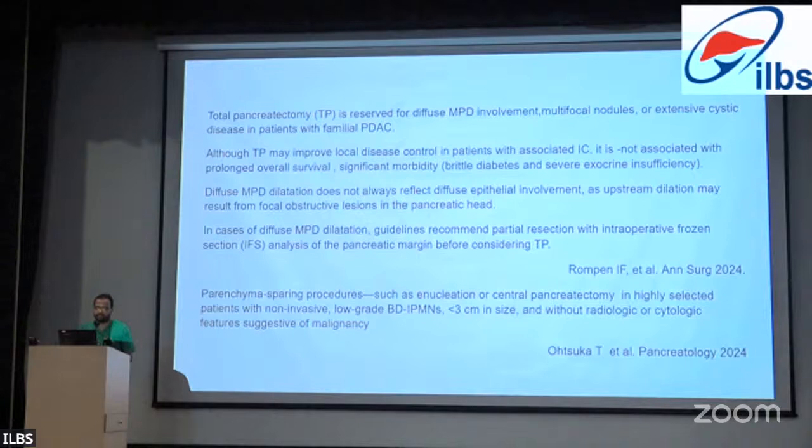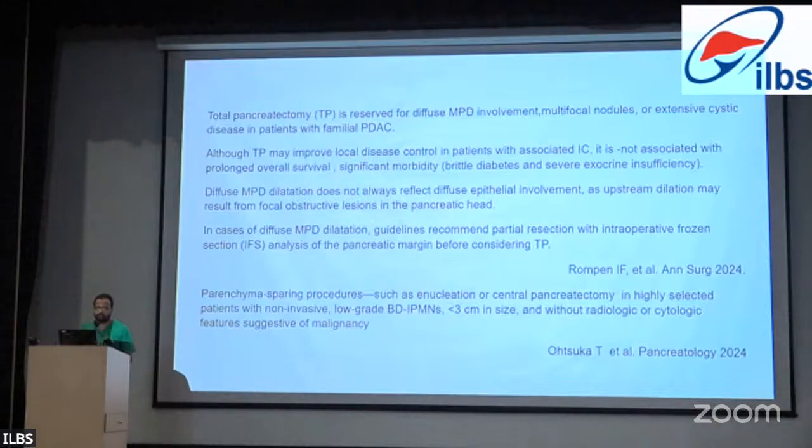Diffuse MPD dilatation does not always reflect a diffuse epithelial involvement. The upstream dilatation may be a result of a focal obstructive lesion in the pancreatic head. So in case of diffuse MPD dilatation, guidelines recommend partial resection with intraoperative frozen section analysis of the margin before considering a total pancreatectomy. Parenchyma-sparing procedures like enucleation and central pancreatectomy can also be done, but these are done in highly selective cases when you're absolutely sure that it is non-invasive.